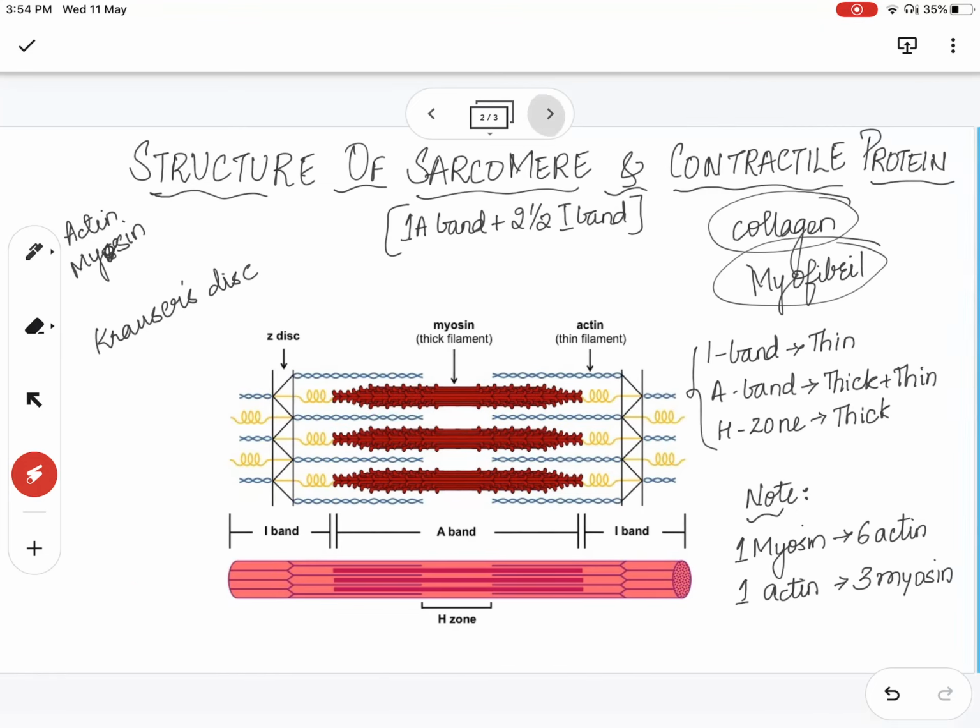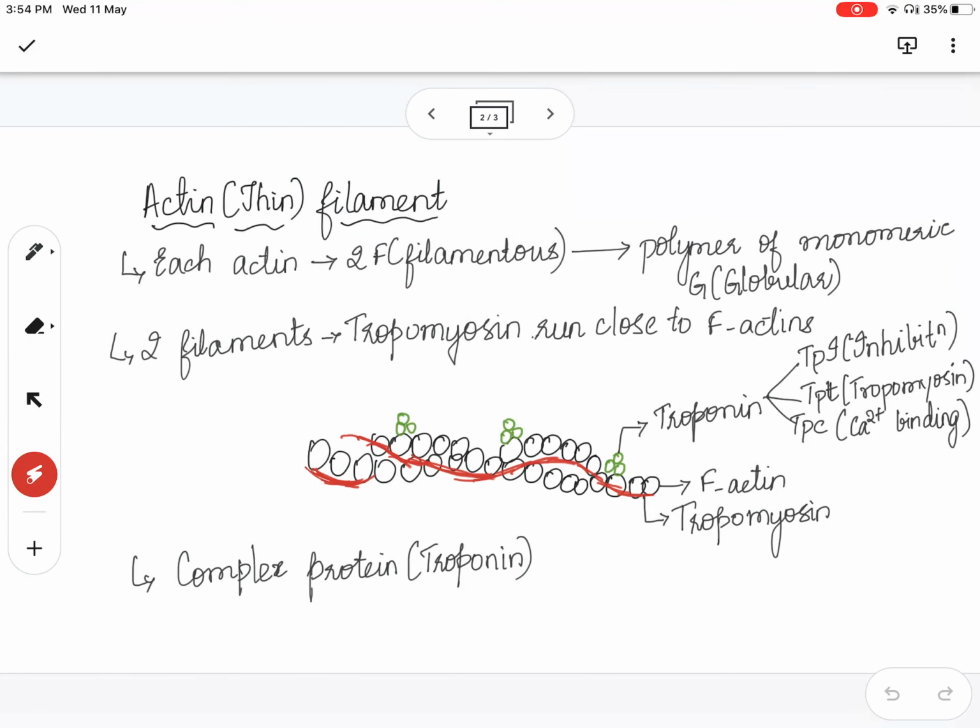Okay, then coming to the next one, the structure of contractile protein. Now we already know that there are thin and thick filaments. Thin filament is our actin filament, thick filament is our myosin filament, correct? Now this actin filament or thin filament, I'll be explaining both of these in detail. Each thin filament is made up of two F filaments. If you can see the diagram over here, the filamentous form of actin is present. They are wound around each other, and each of these F or filamentous actin filaments is a polymer of which one? Globular. Basically they are in the globule form.